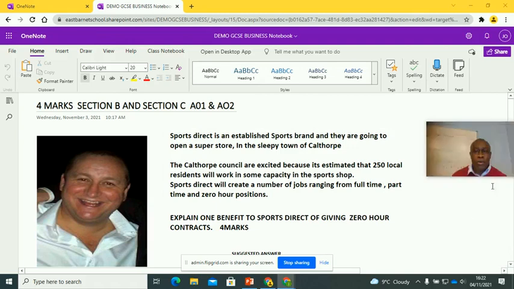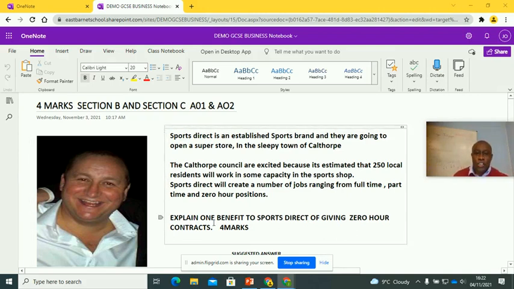Let me show you an example of how you can get maximum marks in a 4-mark question in section B and section C. So let's start. Sports Direct is an established sports brand, and they're going to open a superstore in the sleepy town of Calthorpe. The Calthorpe Council are excited because it's estimated that 250 local residents will work in some capacity in the sports shop. Sports Direct will create a number of jobs ranging from full-time, part-time, and 0-hour positions. The question is, explain one benefit to Sports Direct of giving 0-hour contracts.